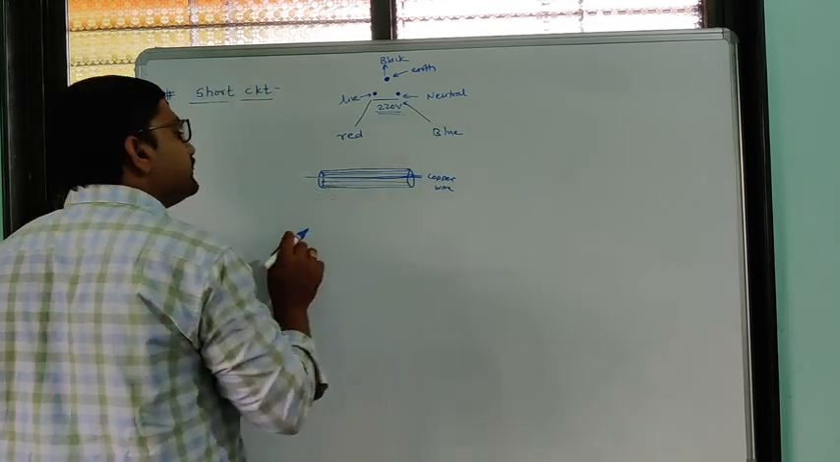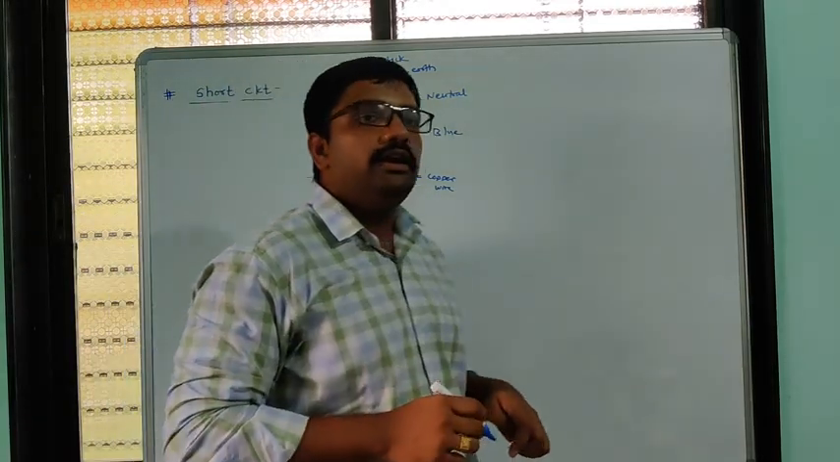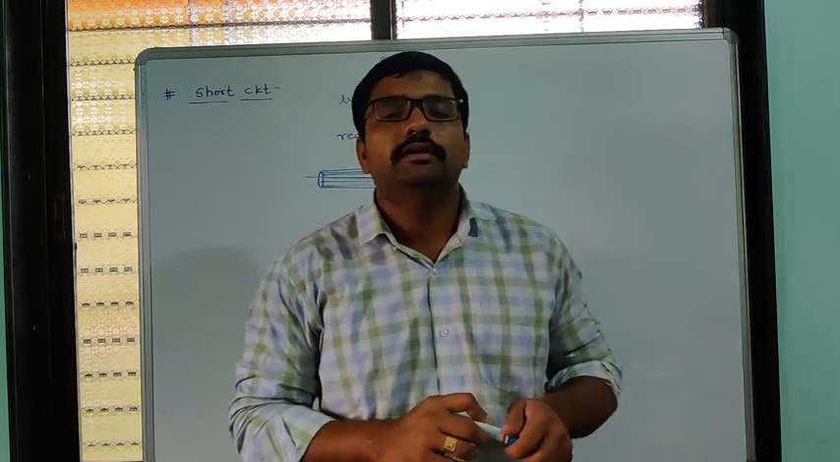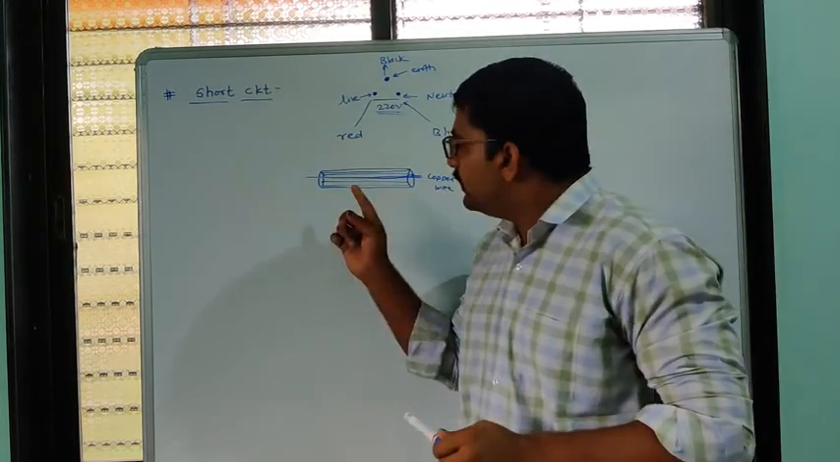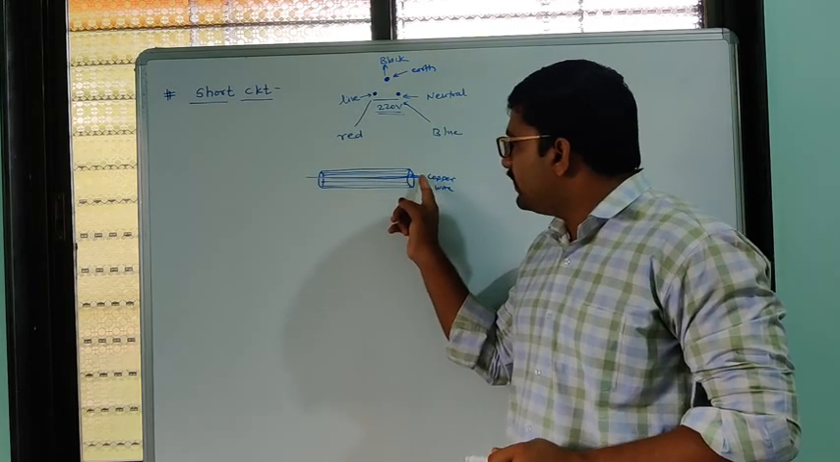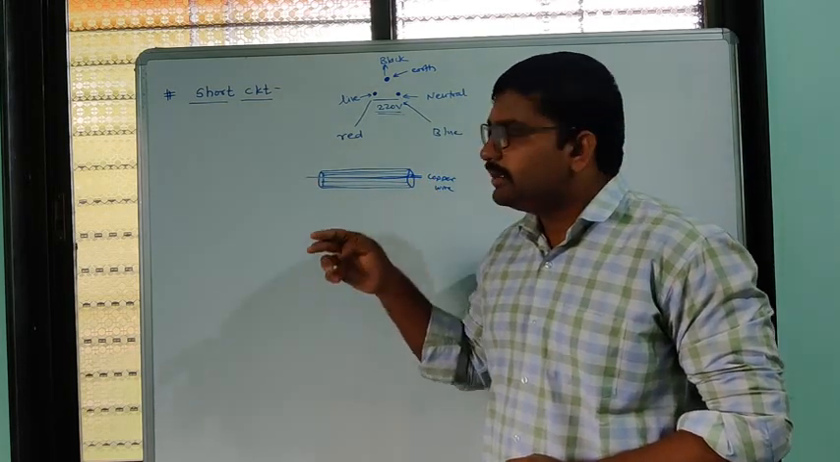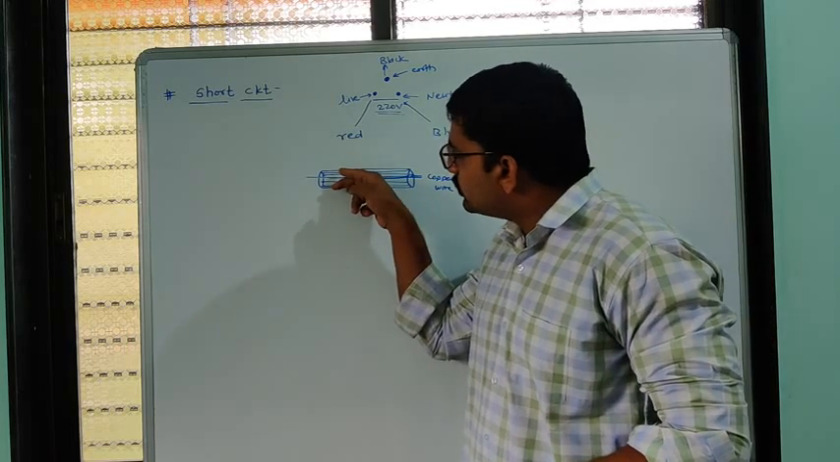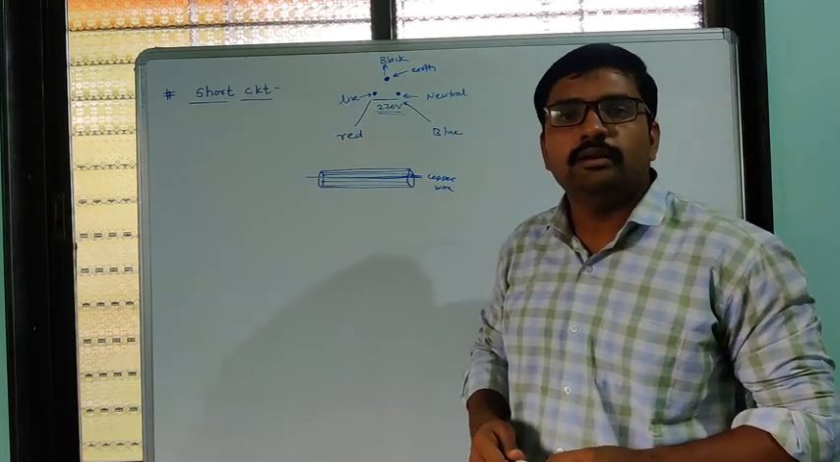So this coating is made up of insulating material, meaning that it is not conducting. No doubt about that, current passes through the copper wire that is present in the middle, but that current does not pass through this coating because this is an insulating coating.